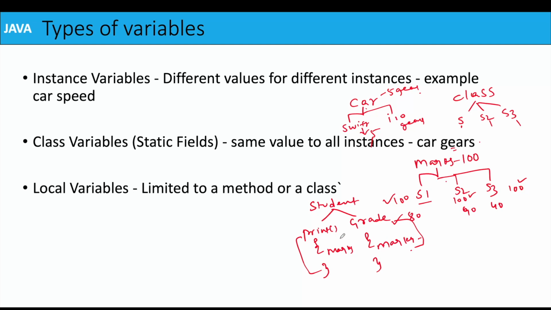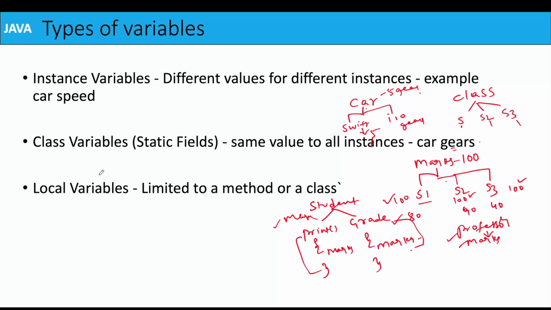It is limited to a particular method or a particular class. For example, in student I have marks. Similarly, I have a professor class, and the professor also has some marks, like he may be altering the marks. In this case it is a particular data item for him. So these marks are different: this marks is local to the student class, and that one is local to the professor class. You understand? So local variables are limited to a particular method or class.